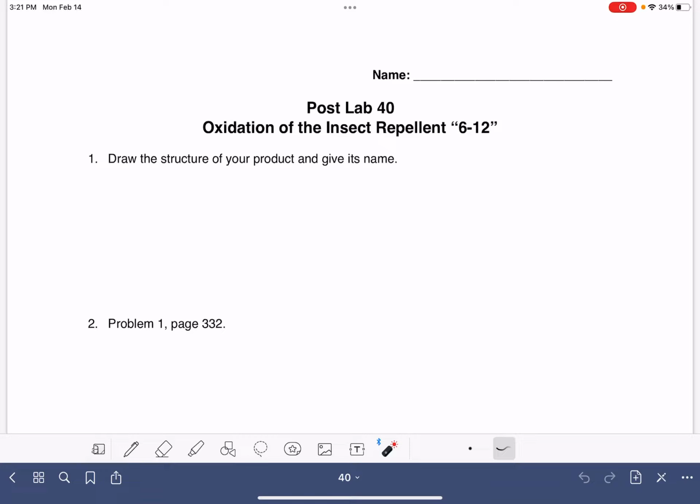I'm going to give you some tips for Post-Lab 40 Oxidation of the Insect Repellent 612. The first two questions on this assignment have to do with identifying your product. In question number 1, I'm asking you to draw the structure and give the name of the product.